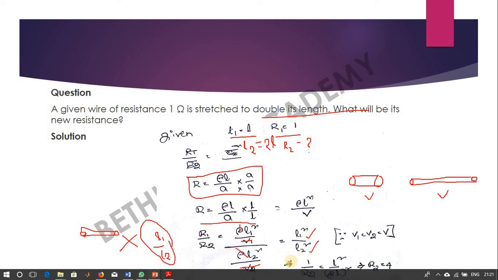We know that R1 is equal to 1, R2 we need to find out, and L1 is equal to L. My final length is equal to 2L. So L1 by L2 is equal to L divided by 2L whole square. L gets cancelled, so 1 by 2 whole square. 2 square is equal to 4. So when I cross multiply this, I will get R2 is equal to 4 ohms.